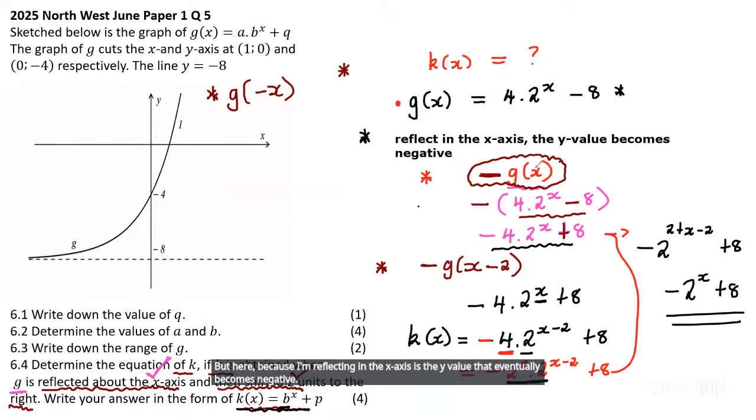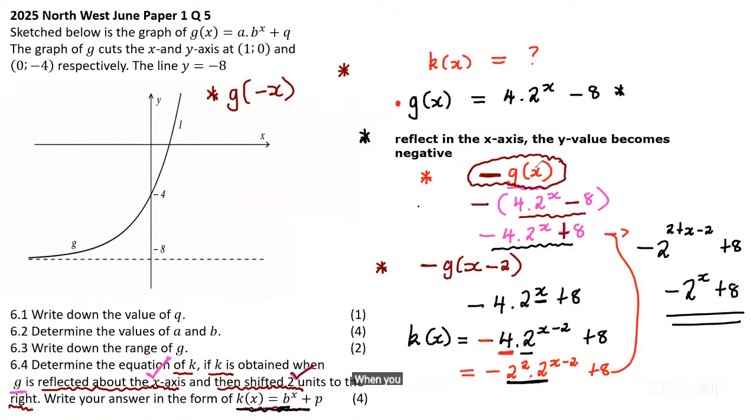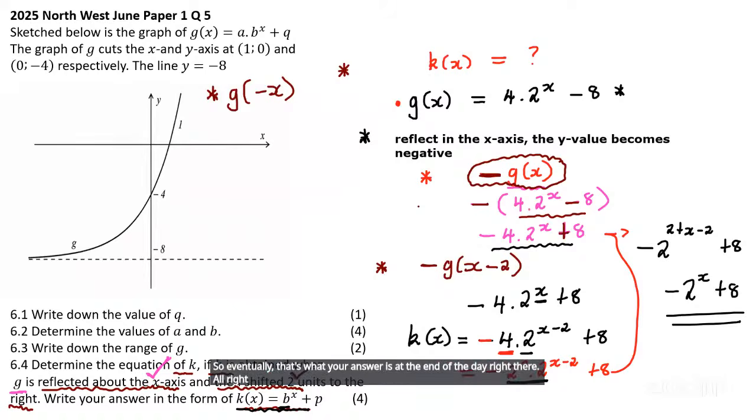Secondly, when you shift the graph 2 units to the right, x minus 2. If it was 2 units to the left, it was going to be x plus 2. So eventually, that's what your answer is at the end of the day, right there. All right, perfect. There we are. We are good to go.